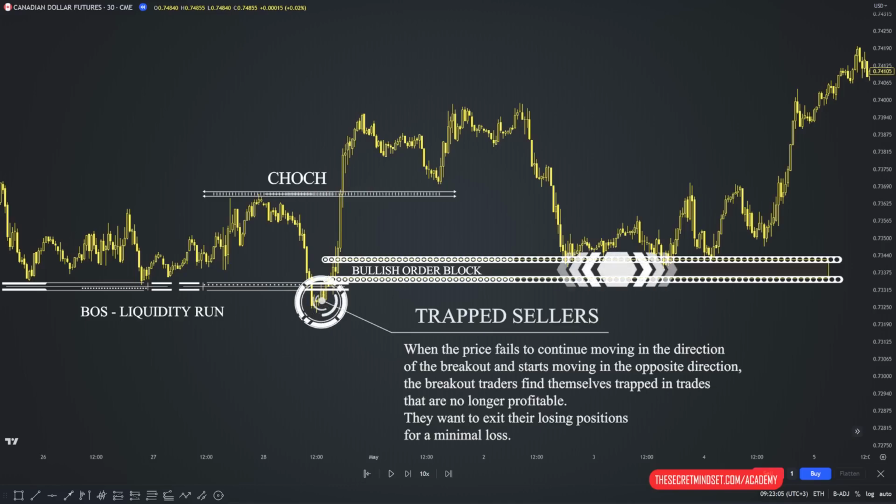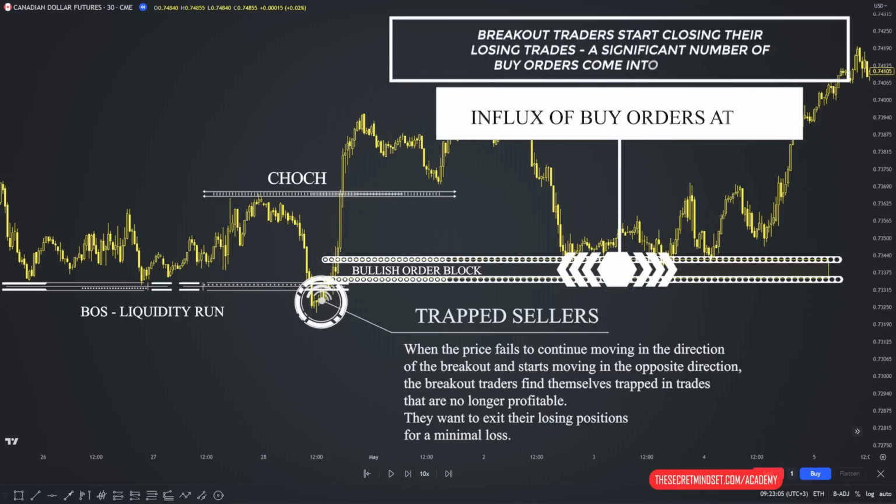And here's the interesting part. When these breakout traders start closing their losing trades, a significant number of buy orders come into the market. And this influx of buy orders will contribute to the upward momentum of the market.